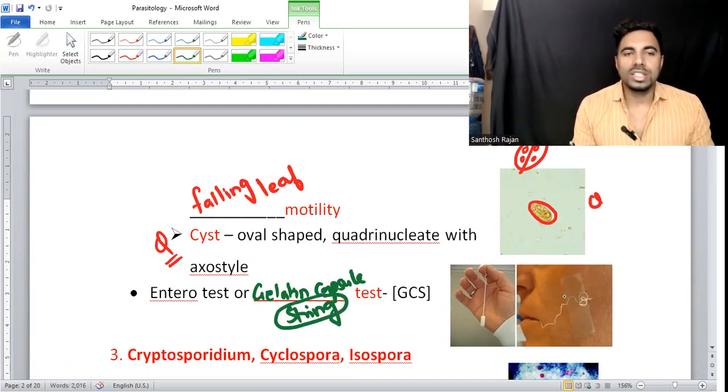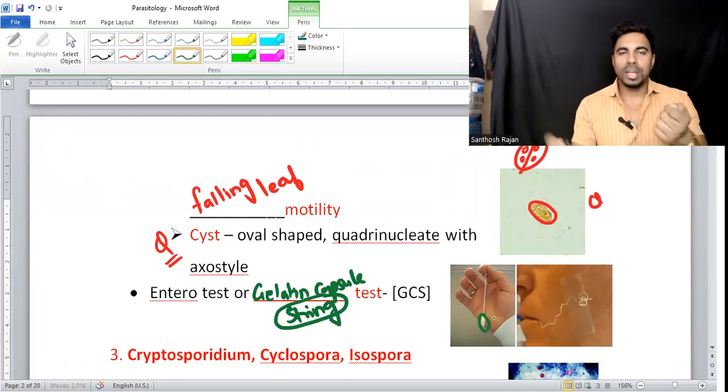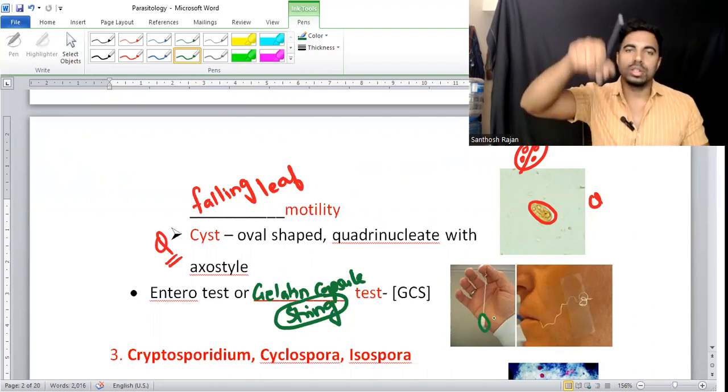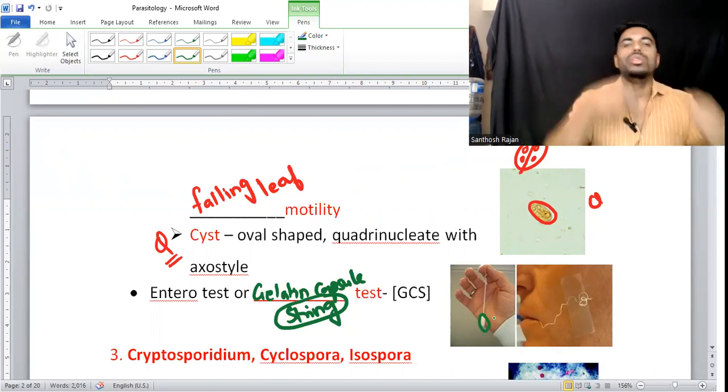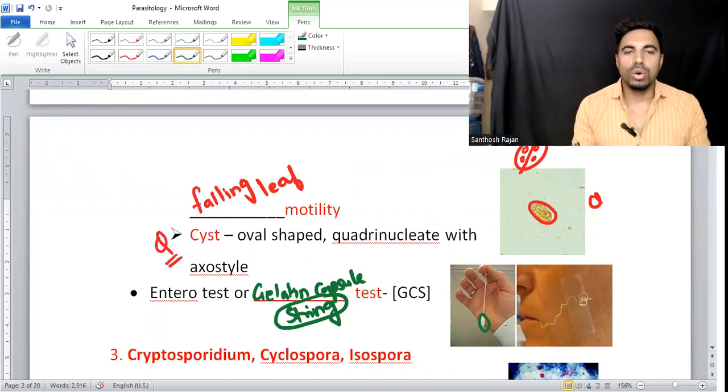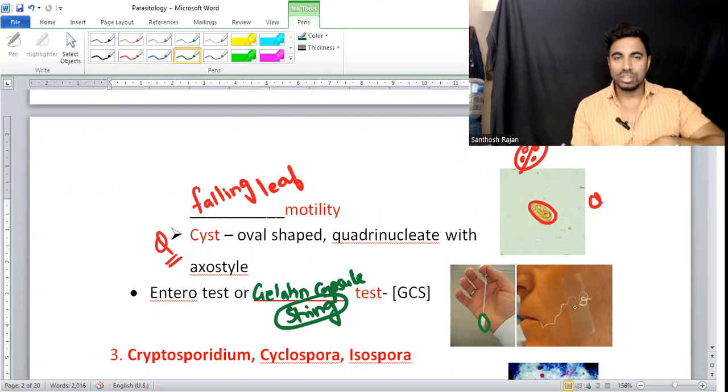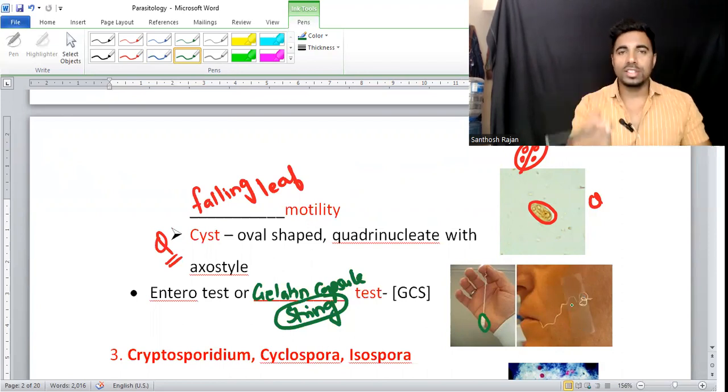So basically in this test, you take this gelatin capsule, hold it by the string, and pass it into the patient's stomach and intestine. Leave it there for a few hours. The gelatin attracts all the protozoa or parasites, which stick to the gelatin. Then you remove it and do a wet mount or culture and identify the parasite. That's basically a string test.